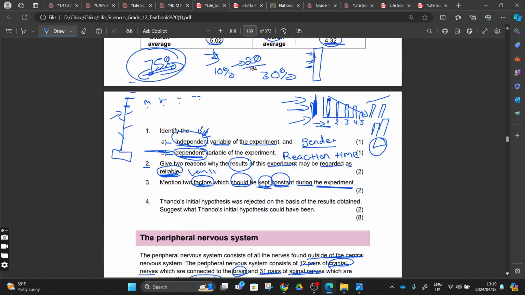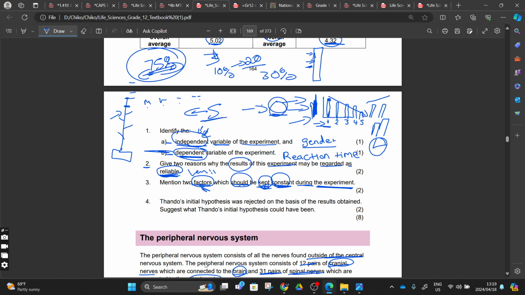I was answering number 3. Mention 2 factors which should be kept constant. Constant means that we are not changing anything during the experiment. The same goes for doing this in the same room, because taking 5 boys outside and taking girls inside the room can affect this experiment.